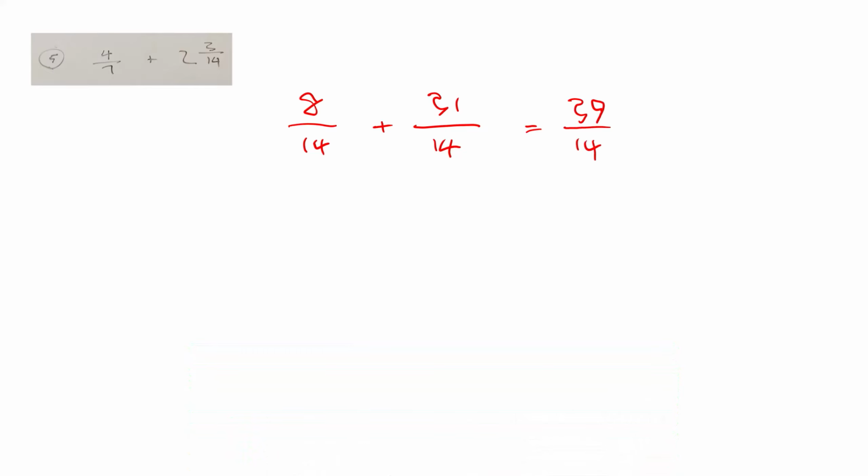Now, can I simplify this any further? No, I can't, because I'm just thinking of factors of 14. I've got 2 and 7. Well, 39 is an odd number, so I'm not going to divide it by 2, and 7 doesn't go into 39.